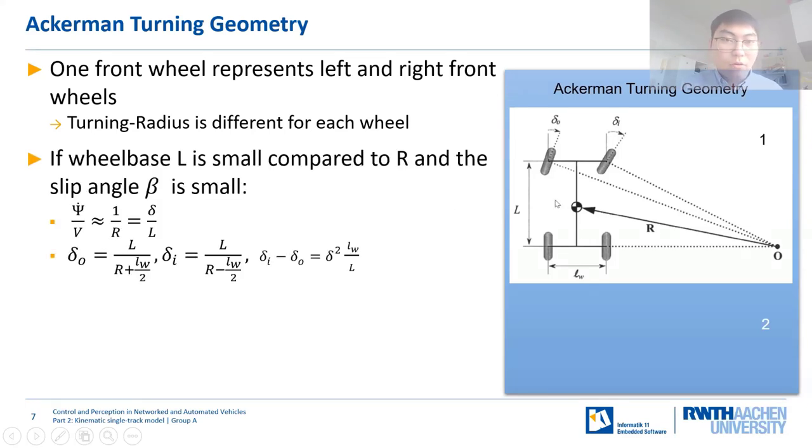If the wheelbase L is small compared to R and the slip angle beta is small, we can approximately derive that the heading angle velocity over the speed of the vehicle is equal to 1 over R, which is also equal to delta over L. Here, delta is the average of the outer steering angle and the inner steering angle.